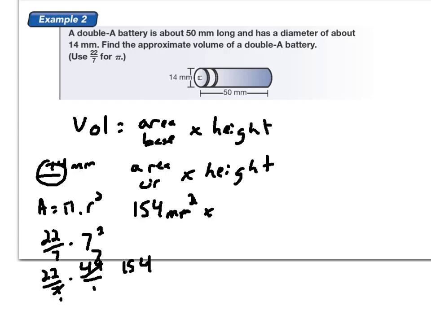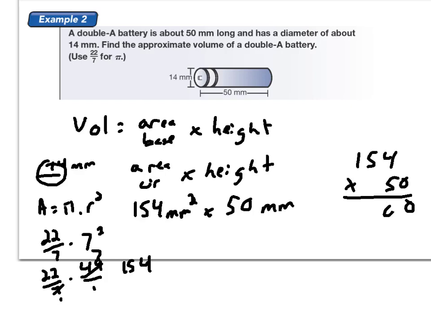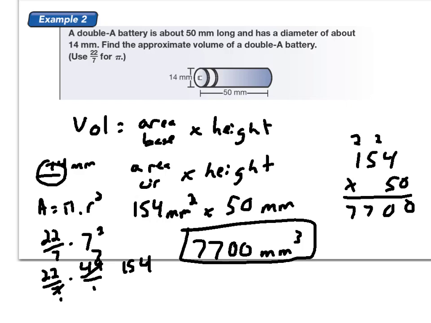Now times the height. For the height of this, we're going to pretend we take this and stand it up on its base. So then the height is the 50 millimeters. So we're going to take 154 times 50. We put our 0 there because it ends in a 0. 4 times 5 is 20. Carry the 2. 5 times 5 is 25, plus 2 is 27. Carry the 2. And 5 times 1 is 5, plus 2 is 7. So that is 7,700 millimeters cubed. This is the approximate volume of that AA battery.